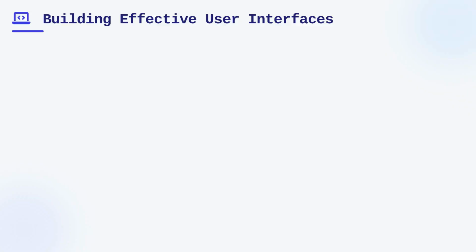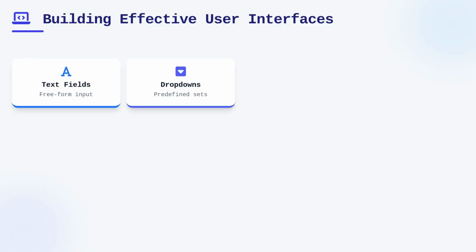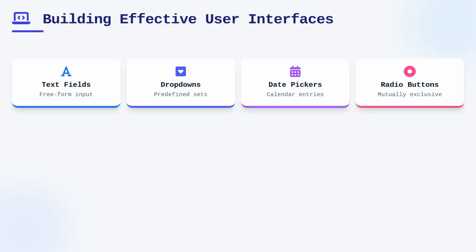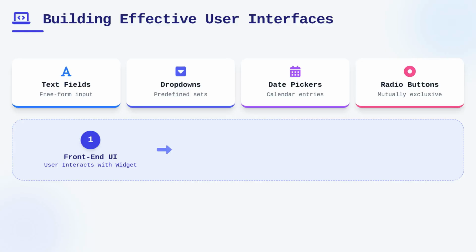Building effective user interfaces starts with selecting the right input component for the data you intend to collect. Appian provides a rich palette of widgets such as text fields for free-form input, drop-down lists for selecting from a predefined set, date pickers for calendar-based entries, and radio buttons for mutually exclusive choices. Each of these components acts as a bridge between the front-end user experience and your underlying data structure.